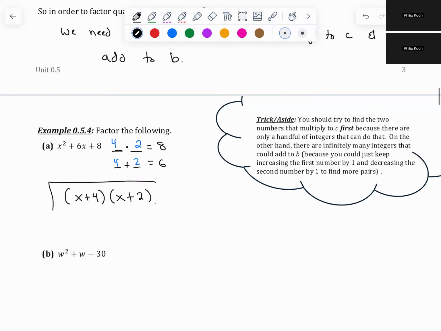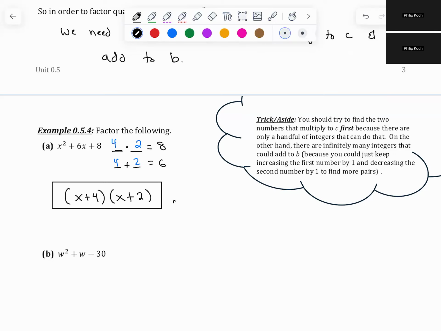And I guarantee you, if you FOIL that out, if you distribute, you will get the exact same answer. You will get x squared plus 6x plus 8. And that's how you do it. You find the two numbers that multiply to C and then add to B.